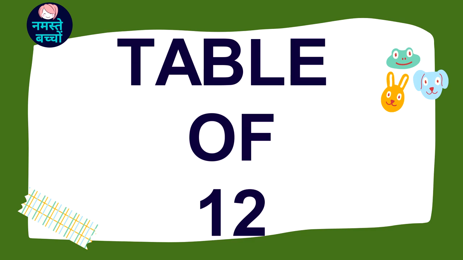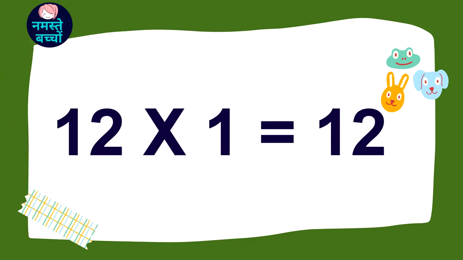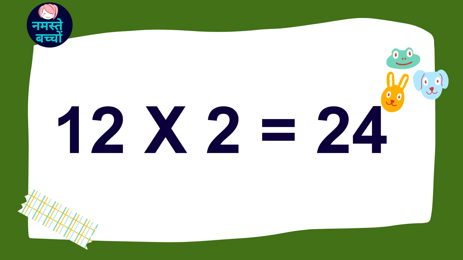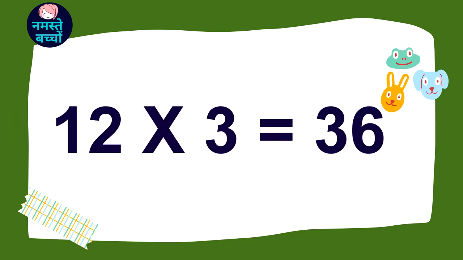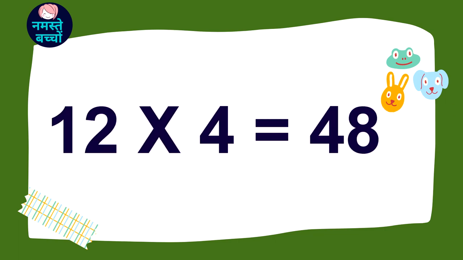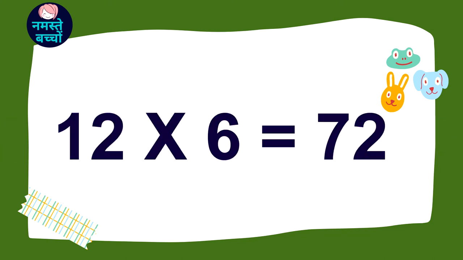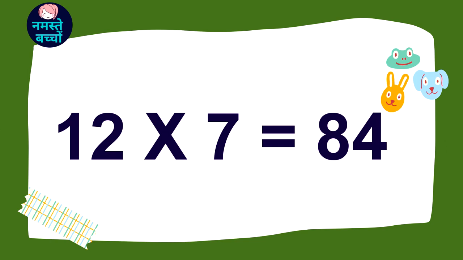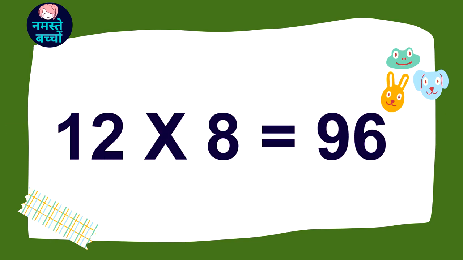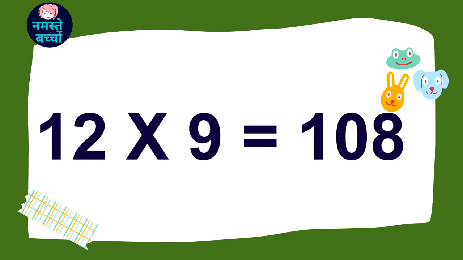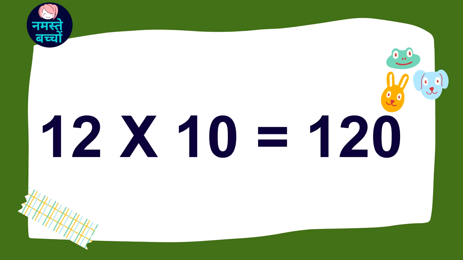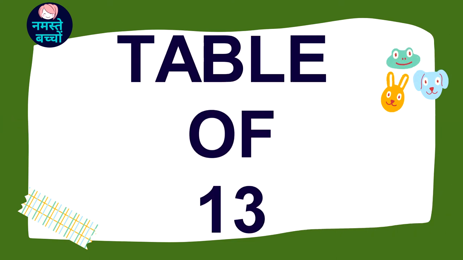Table of 12. 12 ones are 12. 12 twos are 24. 12 threes are 36. 12 fours are 48. 12 fives are 60. 12 sixes are 72. 12 sevens are 84. 12 eights are 96. 12 nines are 108. 12 tens are 120. Table of 13.